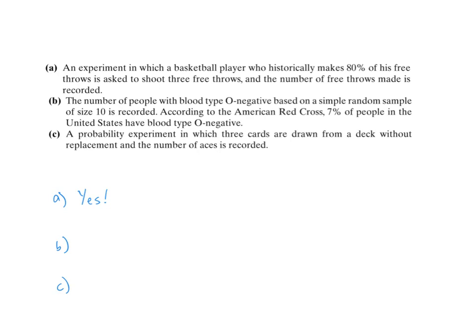Success would be they make the free throw. Failure would be they miss the free throw. So even though they're shooting 3, there's not 3 or 4 different outcomes. The success or failure is making the shot or missing the shot.